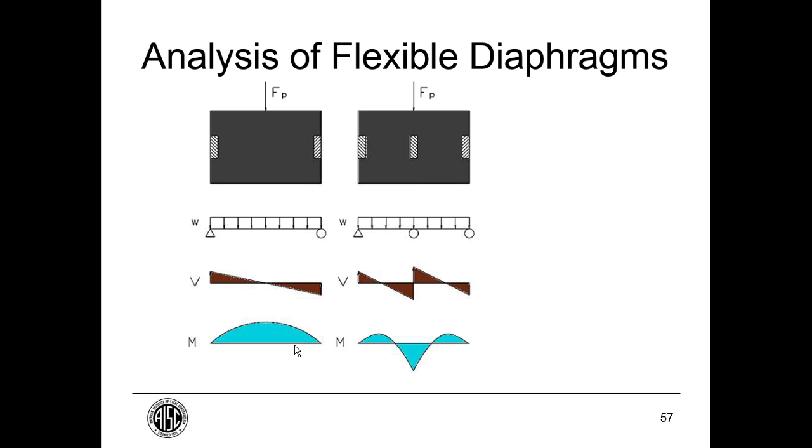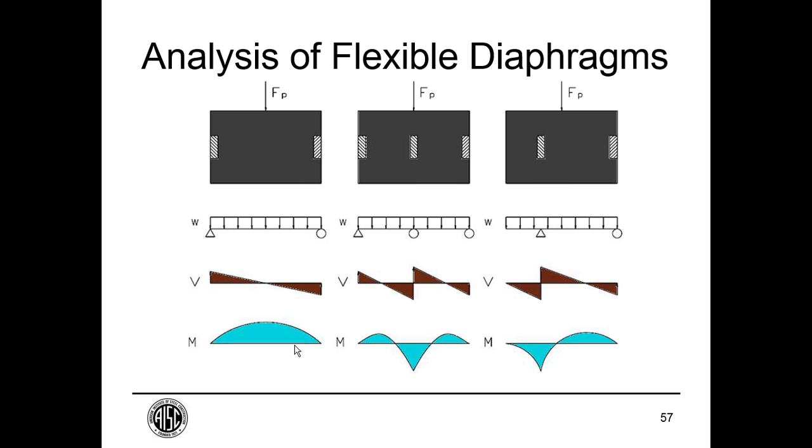Now, a flexible diaphragm does not mean simple span. That's a mistake that a lot of people make. A flexible diaphragm, if you have multiple span conditions, can be solved the same way you do a multiple span beam, and a cantilever condition the same way you treat a cantilever beam, and you get different sorts of moment diagrams. Now for these two last conditions, those moment diagrams go to zero at some point.